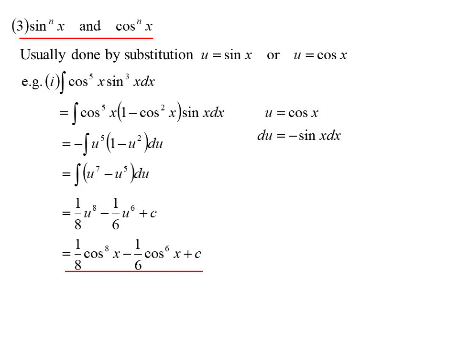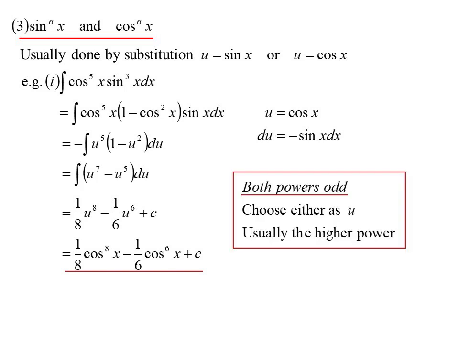Let's say, if both are odd, I can choose either of them to pull out. But I will choose usually the higher power to stay as it is, because it's going to be less work. So the lower power, that's where I'll pull the du out of, if you like. So in this case, cube was the lower power, I pulled the sine out, rather than going with the cosine.